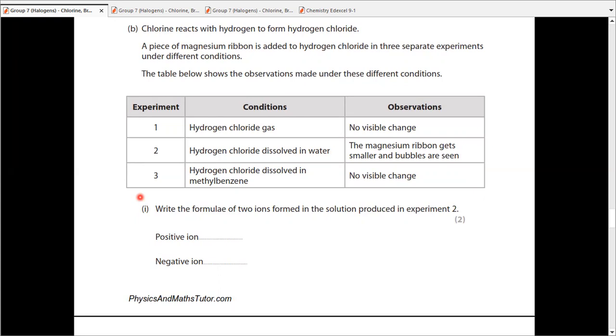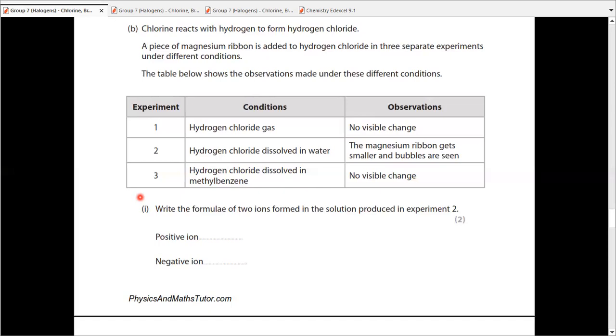Don't get worried because of the whole table and the difficult way to put up the question. The answer is really easy. So think about it. If we are, as a part of condition, dissolving the hydrogen chloride in water, and as observations, there is a magnesium ribbon which gets smaller and smaller, and there are some bubbles. It should be easy to answer.